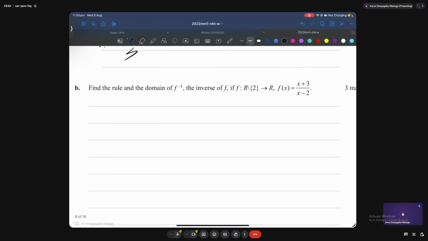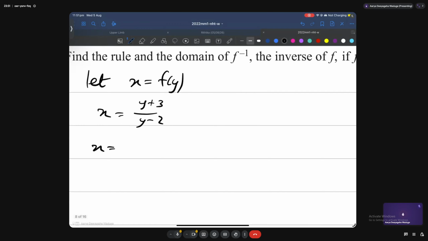Find the rule and domain of f inverse. So what we're going to do is say let x equal f of y. You could say the swap x and y stuff as well, but this is very simple. So this is y plus 3 over y minus 2. The best way now is to break this down into its components. So just basically expand the fraction. It's going to be written as, I should explain, y minus 2 plus 5 over y minus 2. So that's going to be 1 plus 5 over y minus 2.